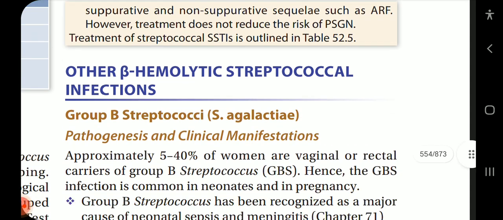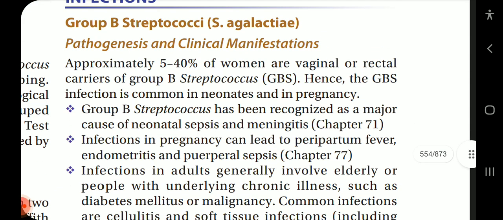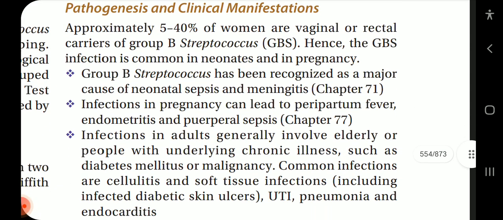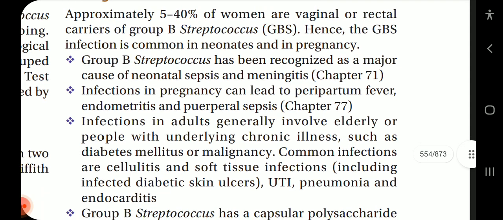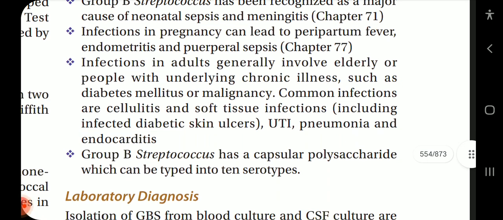Okay. Now coming on to the other beta hemolytic streptococcal infections. Group B streptococci, Streptococcus agalactiae. Pathogenesis and clinical manifestations. Approximately 5 to 40% of women are vaginal rectal carriers of group B streptococcus, GBS. Hence the GBS infection is common in neonates and in pregnancy.